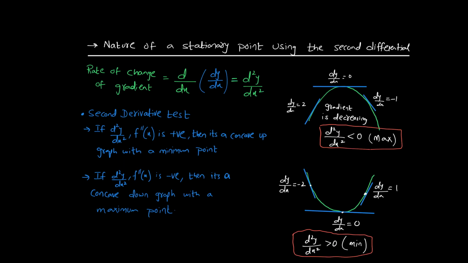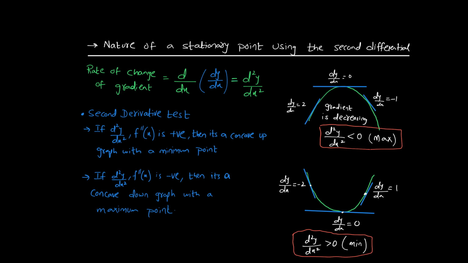Okay, now let's have a discussion about the nature of the stationary point. Nature of the stationary point means we need to figure out whether the point is a minimum point or a maximum point. Now we need to determine the nature of the stationary point, and for that you find the second derivative, meaning you differentiate the function once and then you differentiate the gradient function again, hence differentiation of dy by dx, which is d square y over dx square. Okay, it's known as the second derivative.